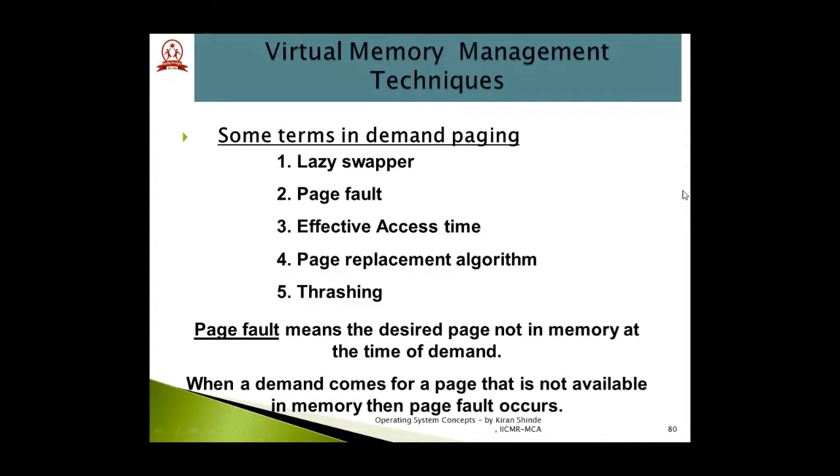What do you mean by page fault? Page fault means the desired page which is required at that particular moment from the execution point of view is not available in memory. Such a scenario will end up in a page fault. So when a demand comes for a page which is not available in memory, then a page fault occurs. Obviously, it is called a page fault because the execution of that particular process or task or program is halted. Why? Because the desired page is not found in memory. That is why this scenario is called a page fault.